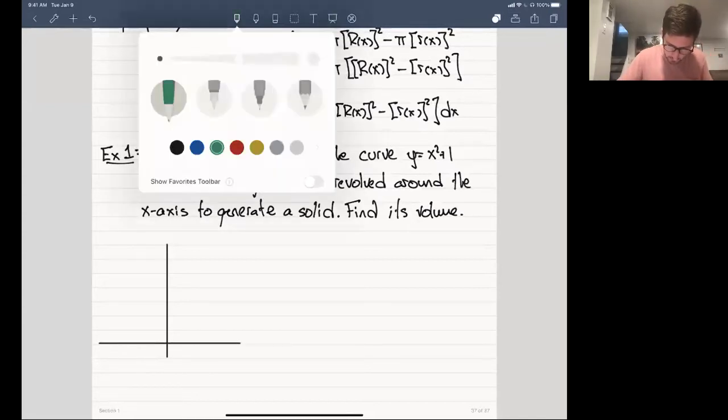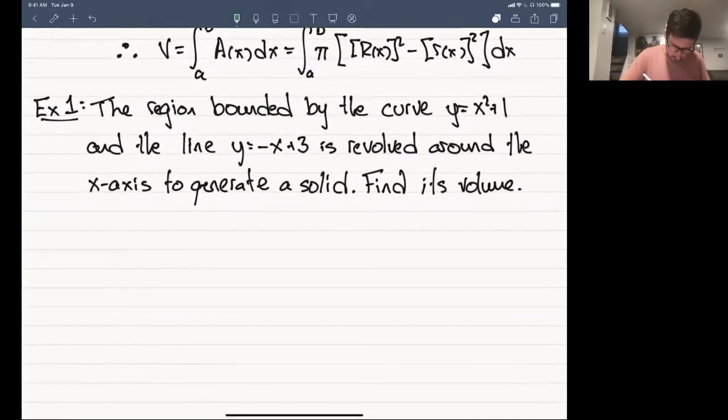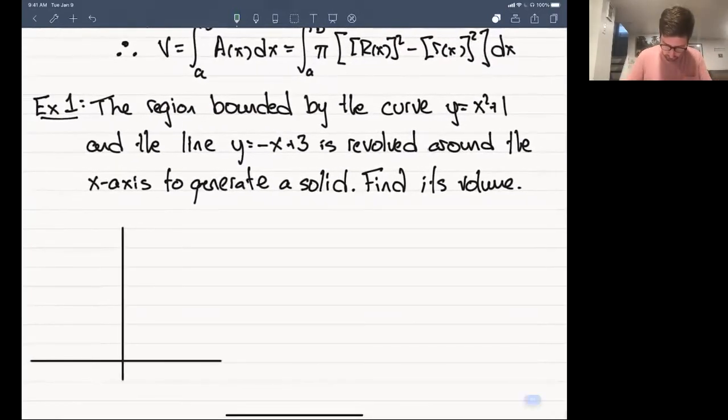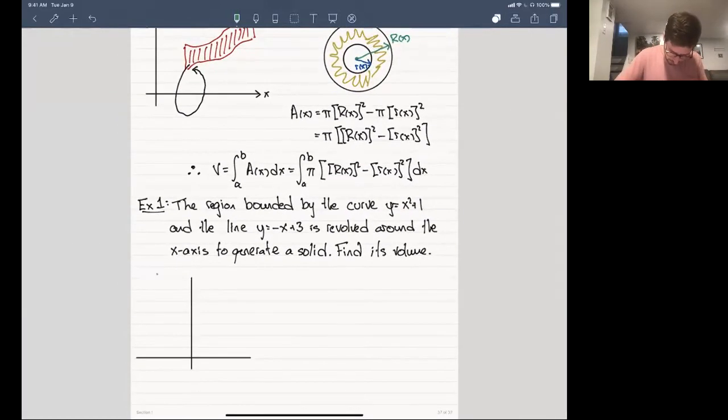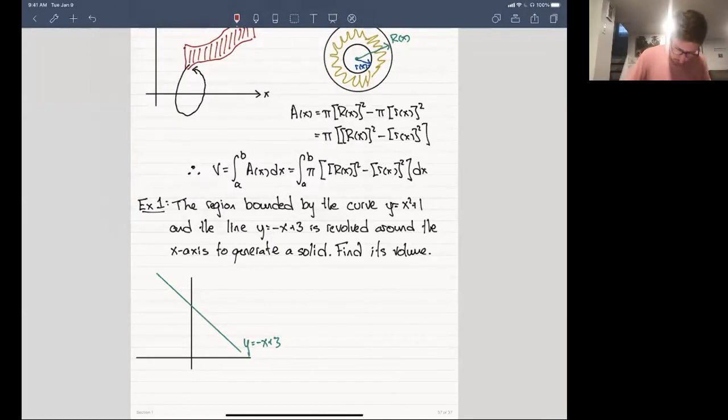So let's start with the line. So this is y is equal to minus x plus 3. And then our parabola in here, so this isn't going to be drawn perfectly to scale, is given by y is equal to x squared plus 1. Let's zoom in a little bit.